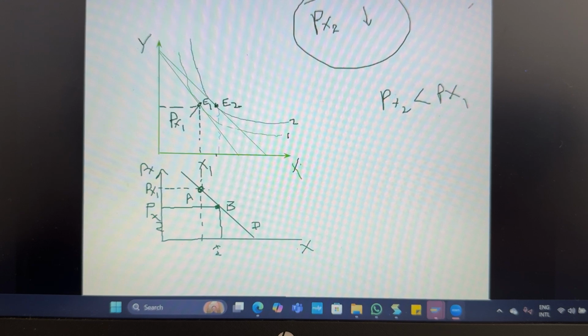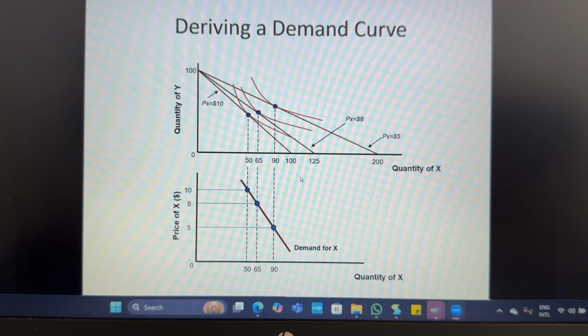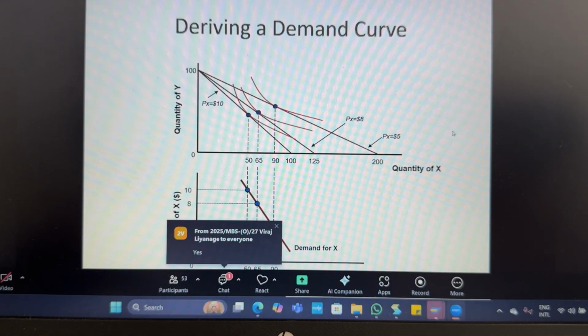Okay, no point of wasting time. If you do that, you can get the mark. If you don't, you will not get the mark. In that way, shall I go ahead? Okay, so this is the proper one. You study this one: how to derive the demand curve for a commodity.